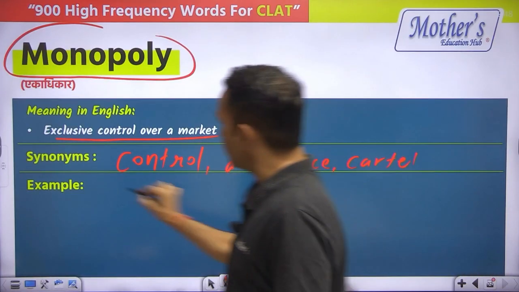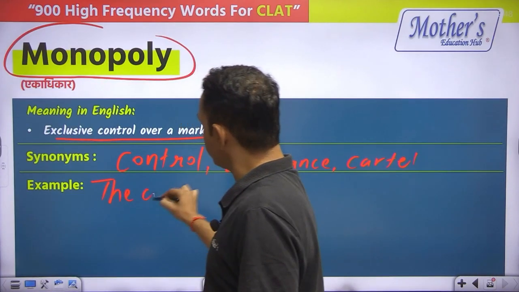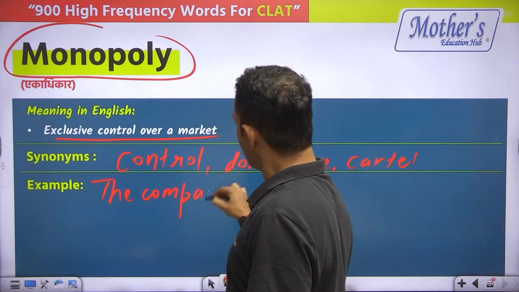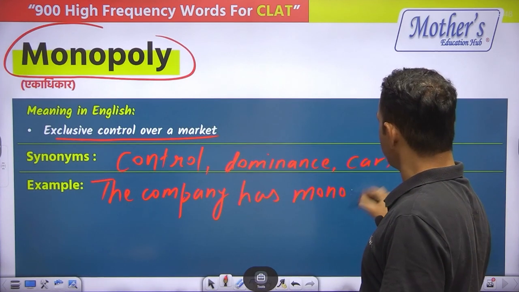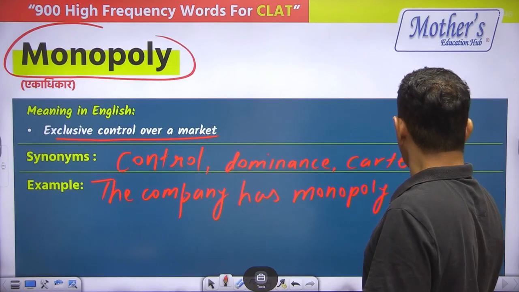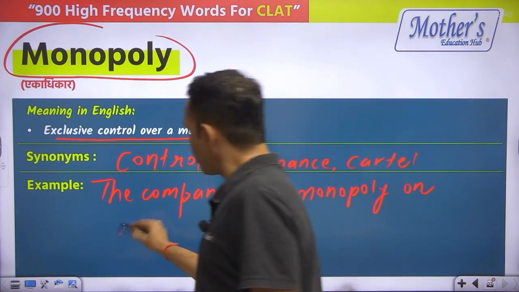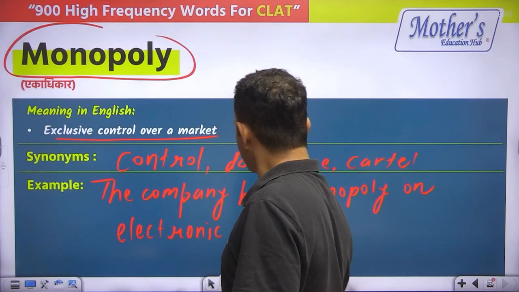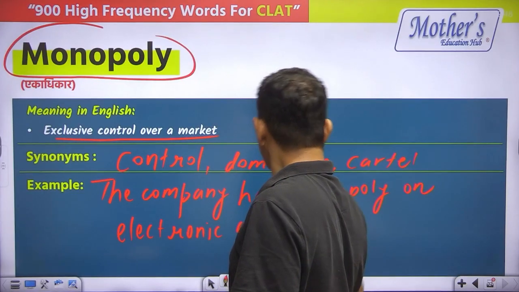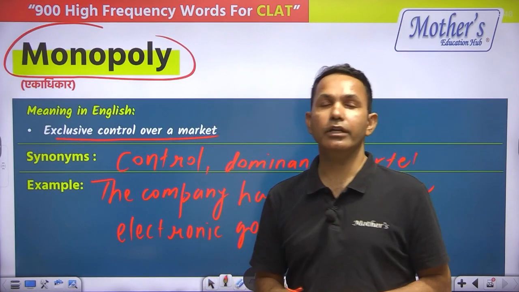The company has a monopoly on electronic goods. So that was the word monopoly.